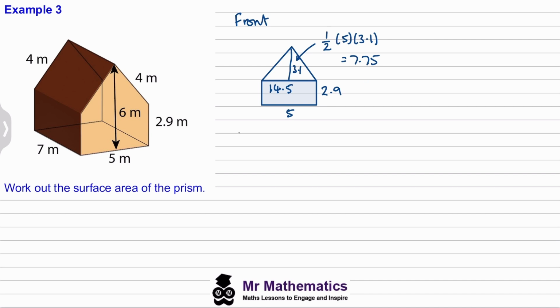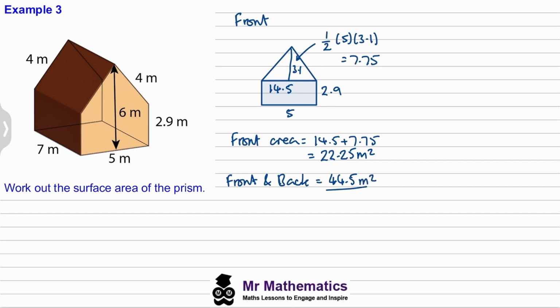So the total area of the front face will be the 14.5, the rectangle, plus the triangle on top. And this is 22.25 meters squared. So we know the front and back will have a total of double this, which is 44.5 meters squared.